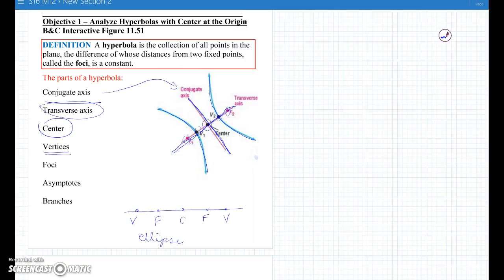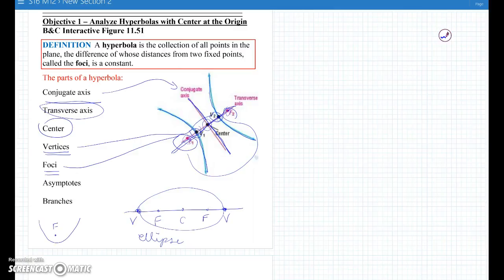Then we have vertices, which are, again, points on the graph. So vertices are points on the graph, just as with the ellipse, the vertices were actual points on the graph. The foci were not, but they were important points on the ellipse. The foci on the hyperbola, again, are not points on the graph, but they are important points, and notice they're inside the curved part. So when we had a parabola with a focus, inside the curved part. Ellipse, focus, inside the curved part. Hyperbola, focus, inside the curved part.